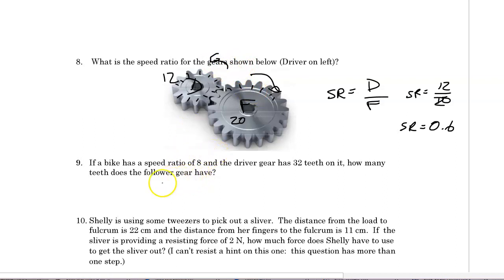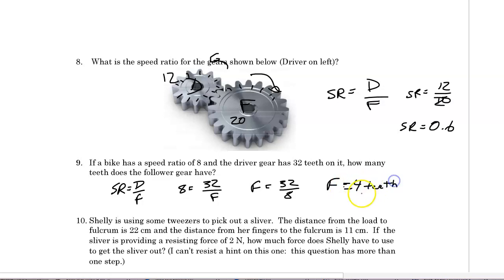Well, what happens if we've got a speed ratio of 8 and the driving gear has 32 teeth on it? That means 8 is equal to 32 over F, or F is equal to 32 over 8, which means the following gear would only have 4 teeth. Now I know that is not a very reasonable question, but it is the one that we have with the information we've been given.